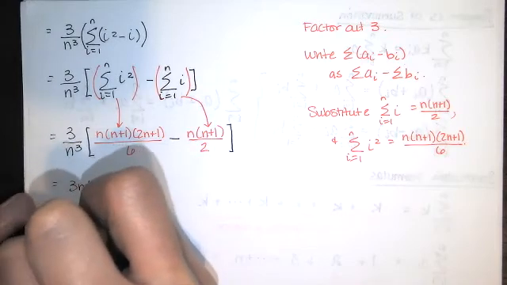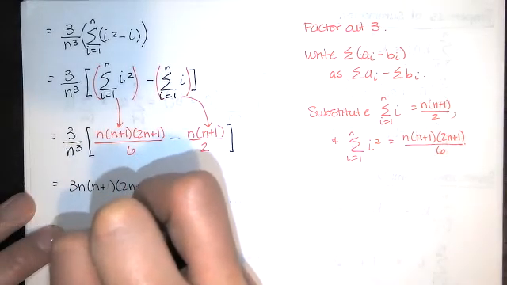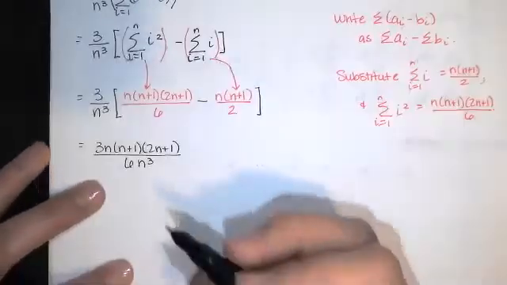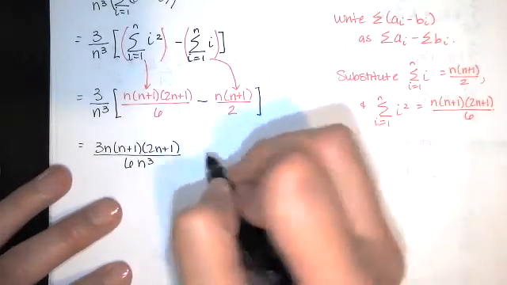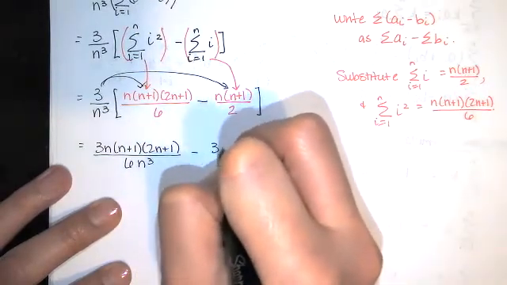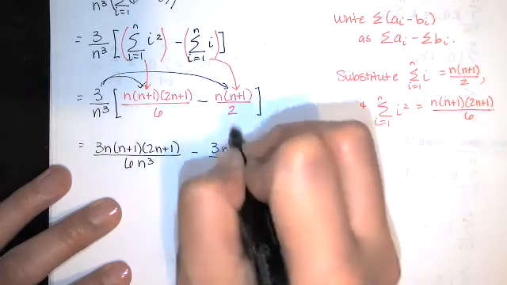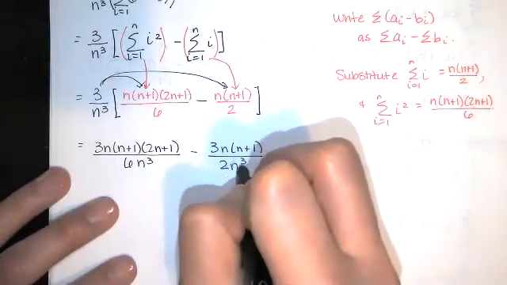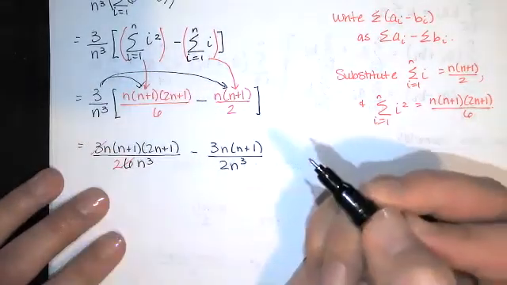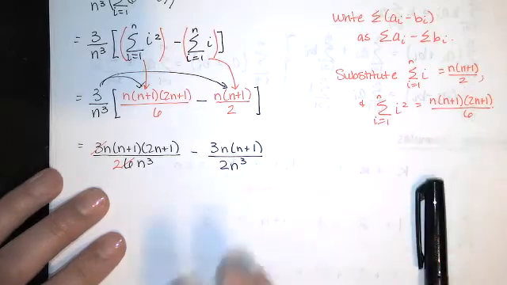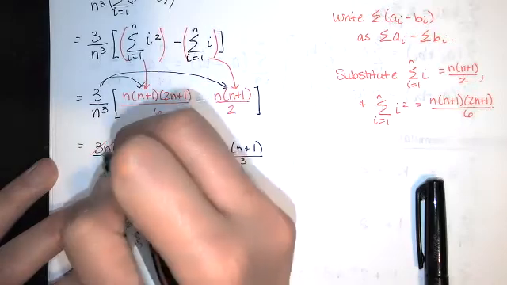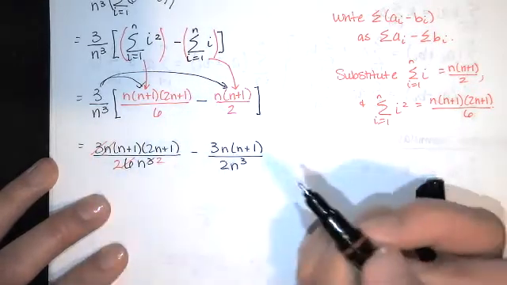So I've got 3n times (n plus 1) times (2n plus 1) over 6n cubed. And then I'm distributing that to this term and to this term. So we'll have minus 3 times (n plus 1) over 2 times n cubed. Simplify where you can. 3 goes into 6 twice. n goes into n cubed once, so we can factor out that n. So we'll be left with an n squared down here.